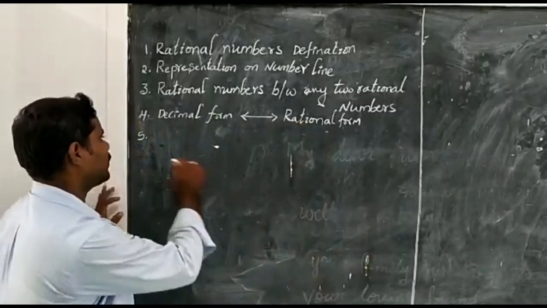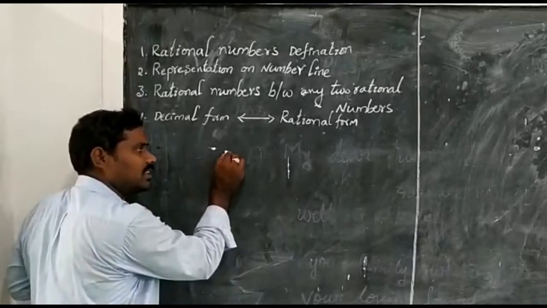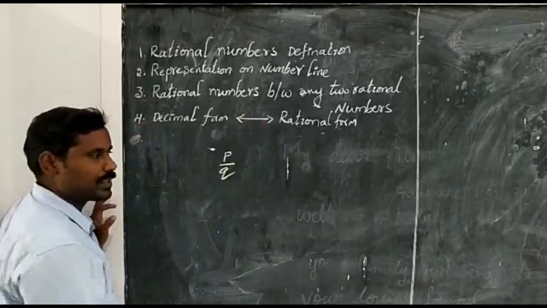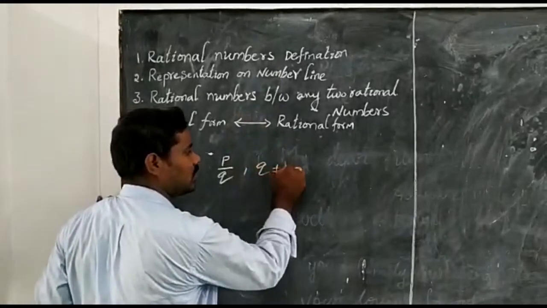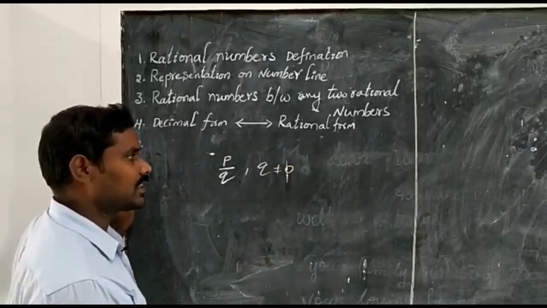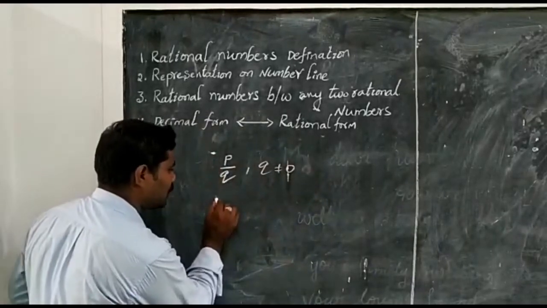Now we are going to the first topic, the irrational number definition. What is the irrational number definition? The numbers which cannot be written in the form of p by q, where q is not equal to 0, are called irrational numbers. Now I am taking one example, root 2.